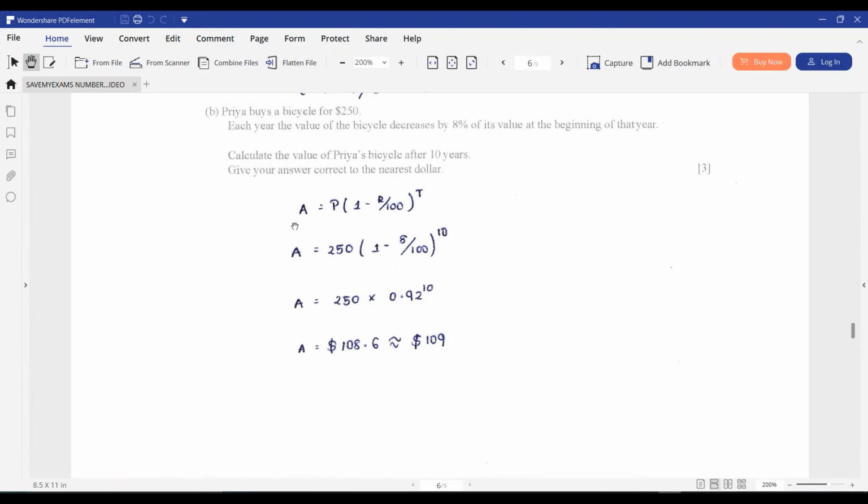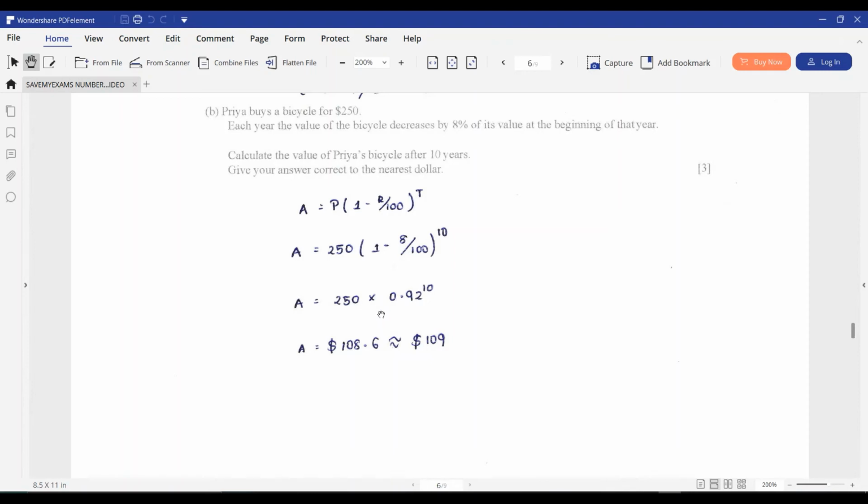It utilizes the same formula as compound interest, except that we replace the plus with minus. So this minus is used to show that the value is decreasing. So the principal is 250, open bracket, 1 subtract 8 over 100, close bracket, power time. Solve this, you should get 250 times 0.92 power 10.